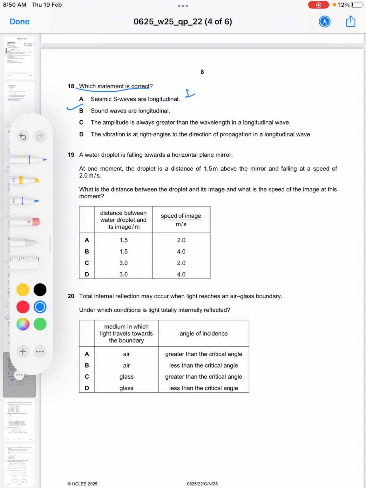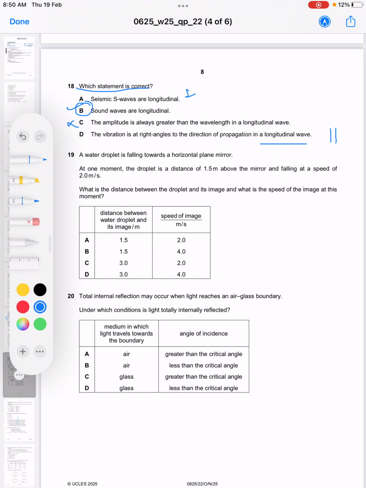The amplitude is always greater than the wavelength in longitudinal waves. Not always, it's not a hard and fast rule. The vibration is at right angles to the direction? No, in the case of longitudinal waves, the direction is not perpendicular, it is always parallel to the direction of propagation. So the correct option is B.